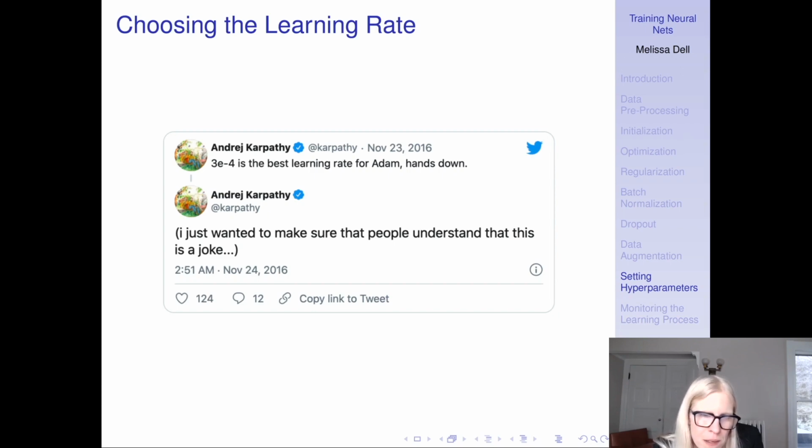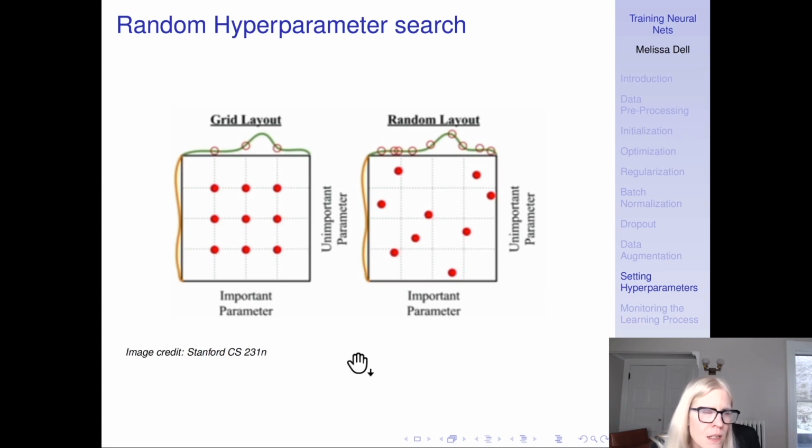It's going to really depend on your application. You might think, well, okay, I need to choose my learning rate, so I'll do a grid search. That's generally a bad idea. And you see that shown here, which compares doing a grid search to doing a random search.